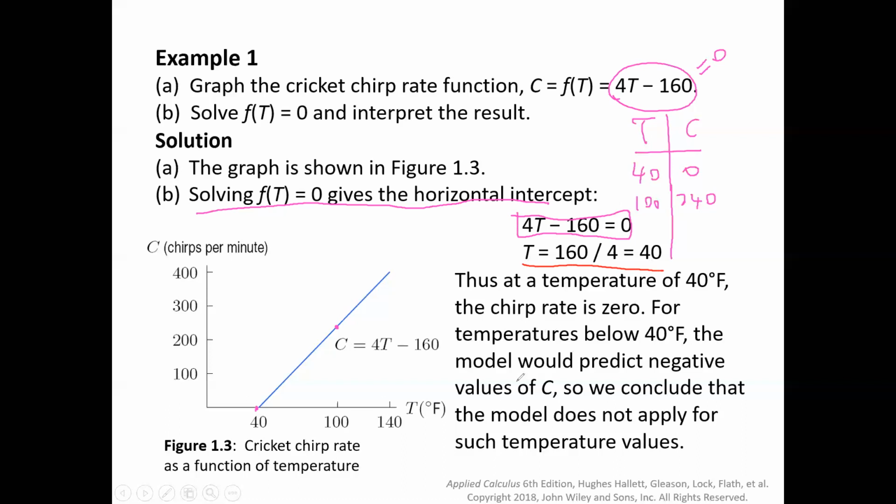For temperature below 40, the model would predict negative values of c, so we conclude that the model does not apply for such temperature values. Right, so this is an interesting question to look at. If we extend the line further down here, that means we get negative chirp rate, right? But is it possible for crickets to chirp negatively? If you chirp once, that's +1. It's impossible to get negative chirps, right? So in this context, negative chirp rate would not make sense. So we are going to ignore any temperature below 40, assuming if it's below 40, it's too cold and they're all dead, so they cannot chirp. I mean, that kind of makes sense, right?